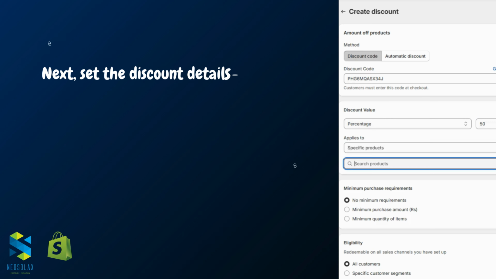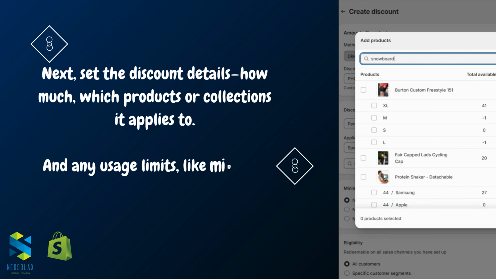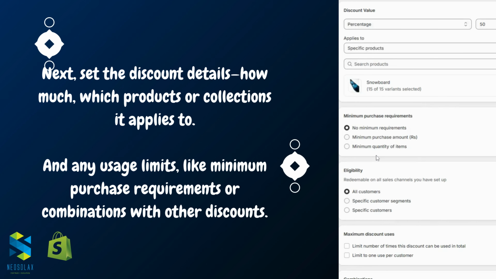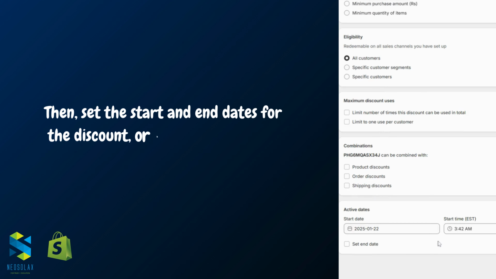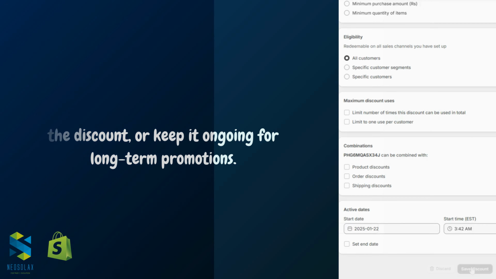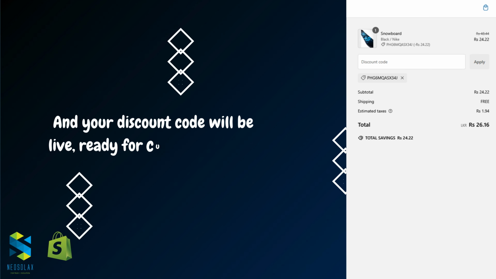Next, set the discount details: how much, which products or collections it applies to, and any usage limits, like minimum purchase requirements or combinations with other discounts. Then, set the start and end dates for the discount, or keep it ongoing for long-term promotions. Once everything looks good, click Save, and your discount code will be live, ready for customers to use.